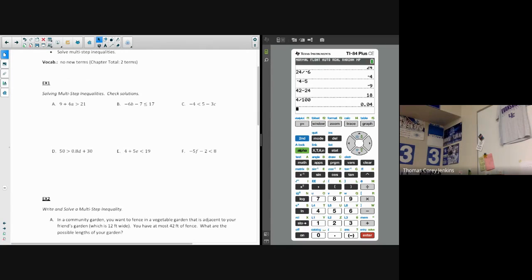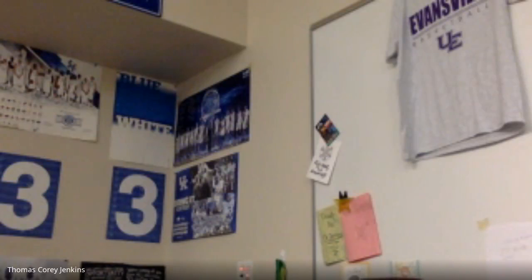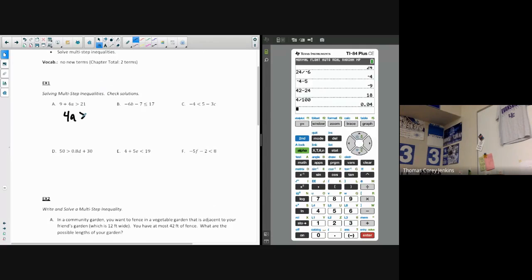On that note, we'll go ahead and look at a few of them. All right, so looking at example 1a, it says 9 plus 4a is greater than 21. So we want to solve this as if it were an equation. So first step would be move over the plus 9. So we are subtracting 9 from both sides. On the left side, that just gives me 4a. Bring down your inequality symbol. On the right side, it gives me whatever 21 take away 9 is. So as you can see, that's 12. So 4a is greater than 12.